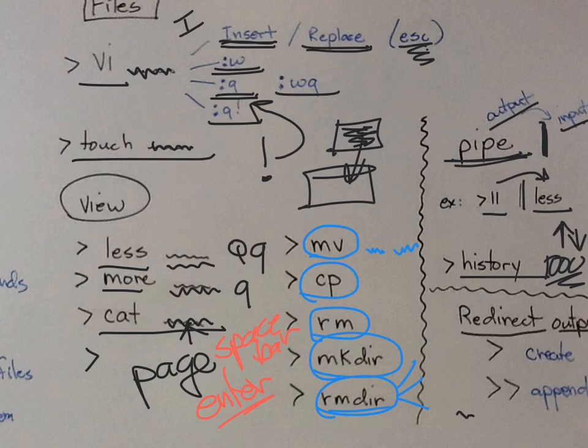Redirect your output. This will create a file. It'll take whatever the output is from this command and put it right in that file. And this will take the output and append the file. It'll take whatever this output is and put it on the end of the file. So those were the first lead-up commands.